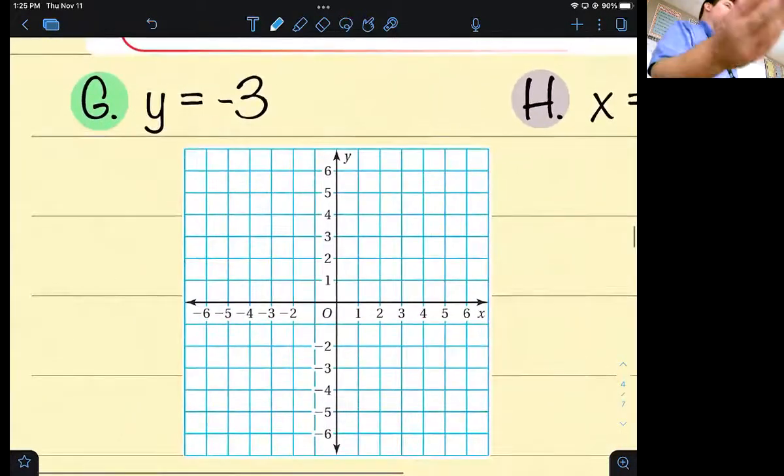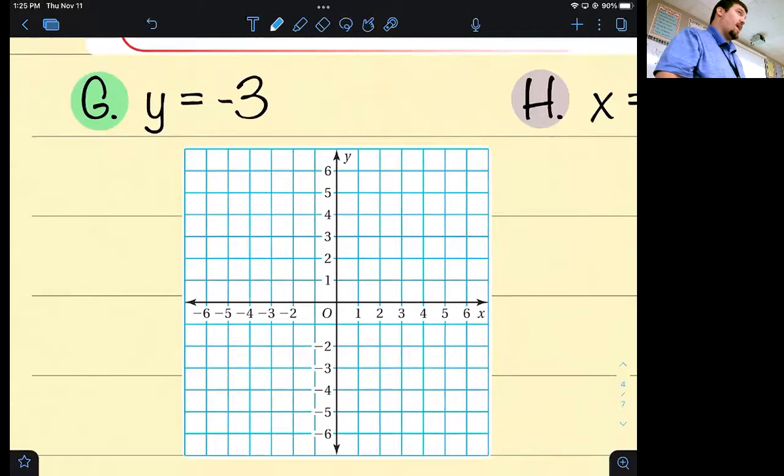So I don't need to make a chart for this one. If I told you the y coordinate was always -3, do you think this would be horizontal or vertical? Horizontal. No matter what, the y coordinate always has to be -3. Here's -3 on the y axis. So if the y coordinate always has to be -3, that could be a point, that could be a point, that could be, it doesn't matter. Just draw a horizontal line that crosses the y axis at -3.